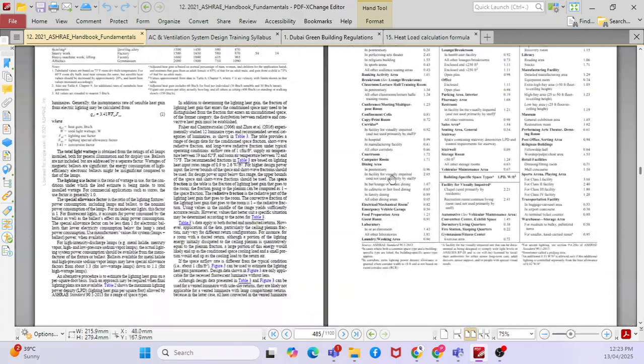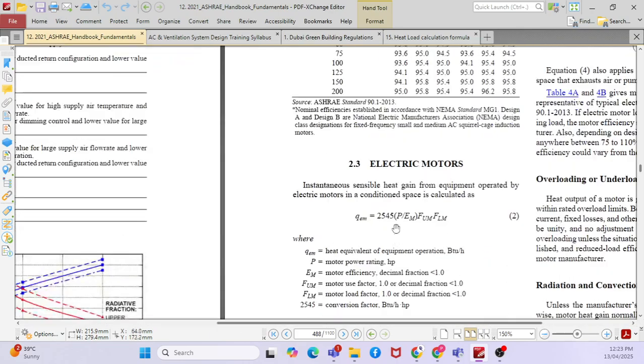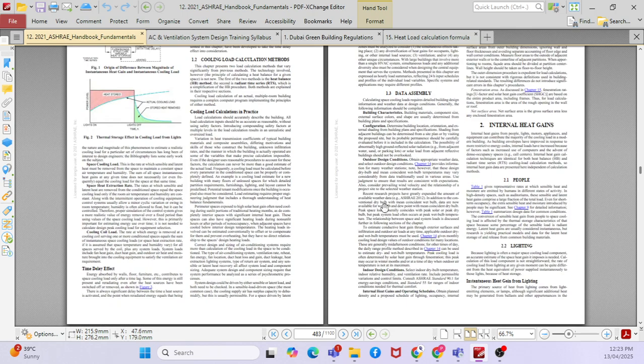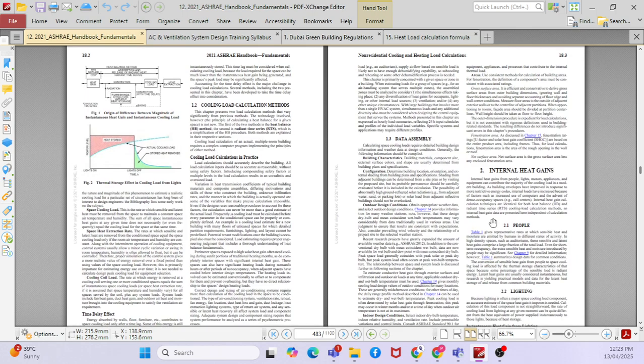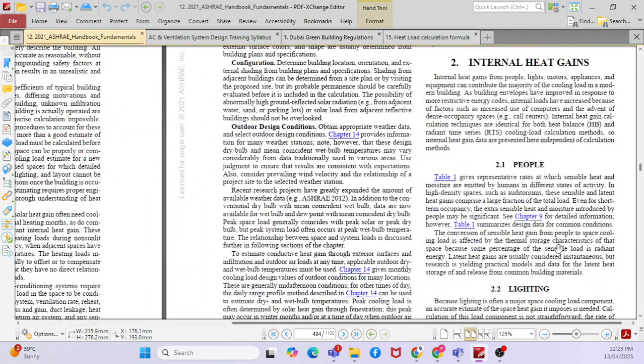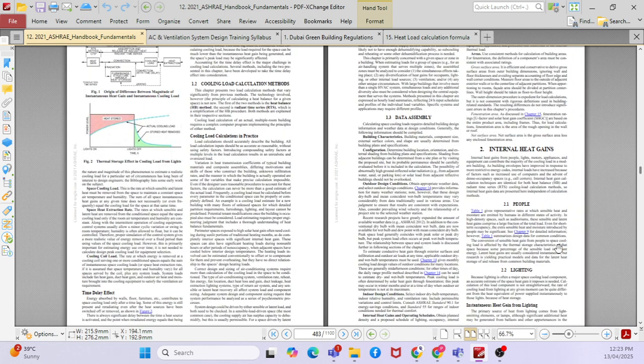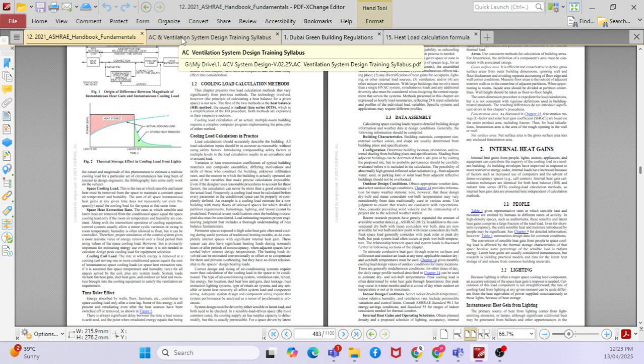Similarly, for the electrical equipment, how to calculate? Similarly, for the human being, how to calculate? Everything is given in the ASHRAE guideline. See, for example, this is the people. How to calculate people heat gain? So that understanding you should have.